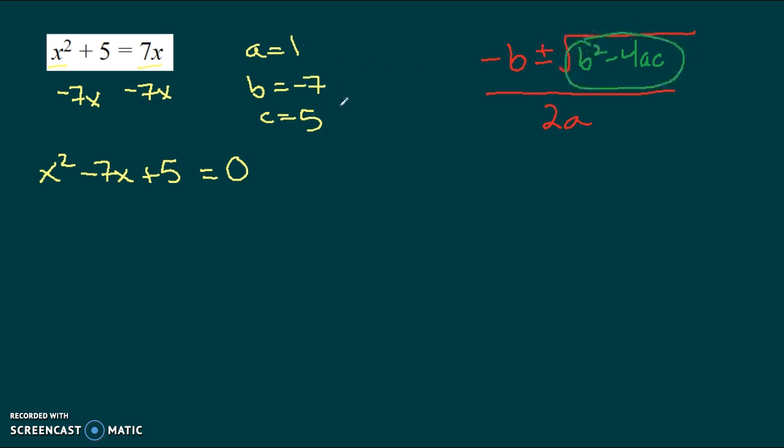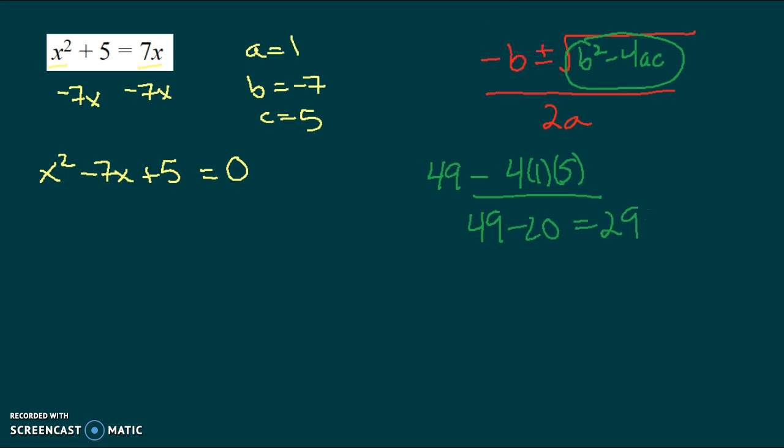So looking at this, I would square that b in my head. 7 times 7, but they're both negative, but it ends up being positive, is 49. Minus 4ac, so these guys make a -20. 49 minus 20 is 29.